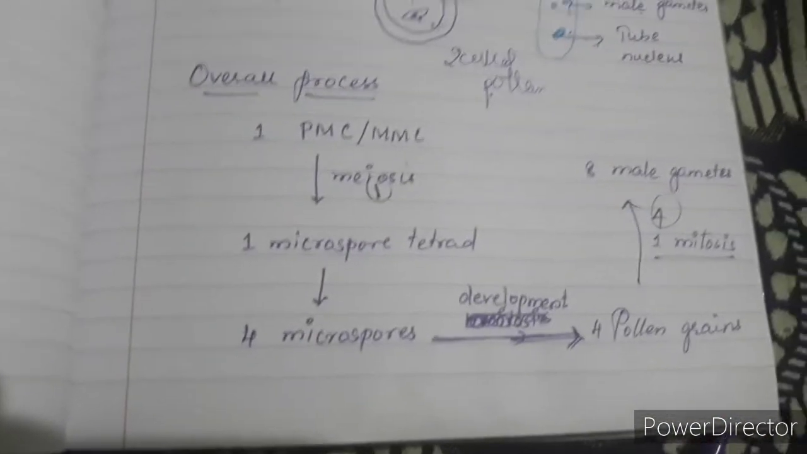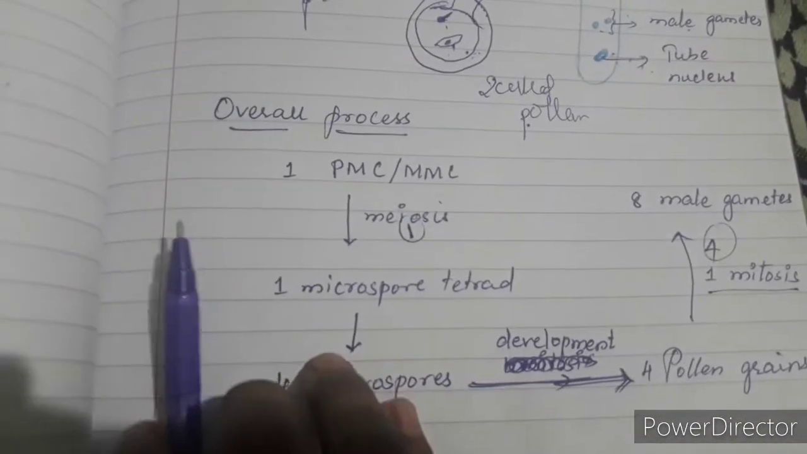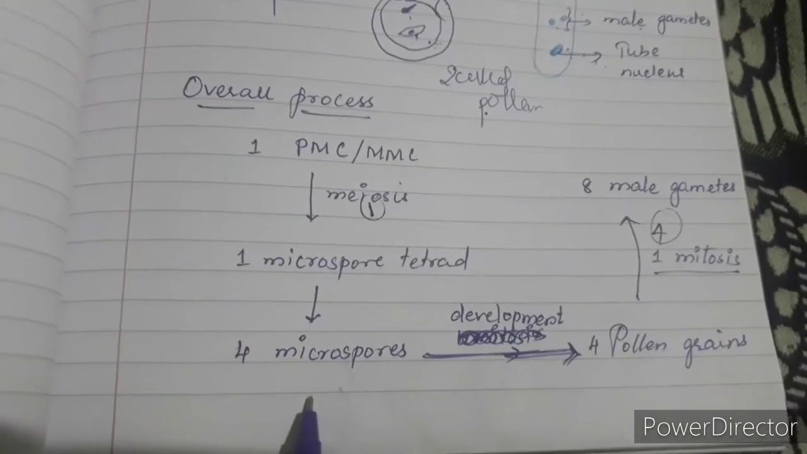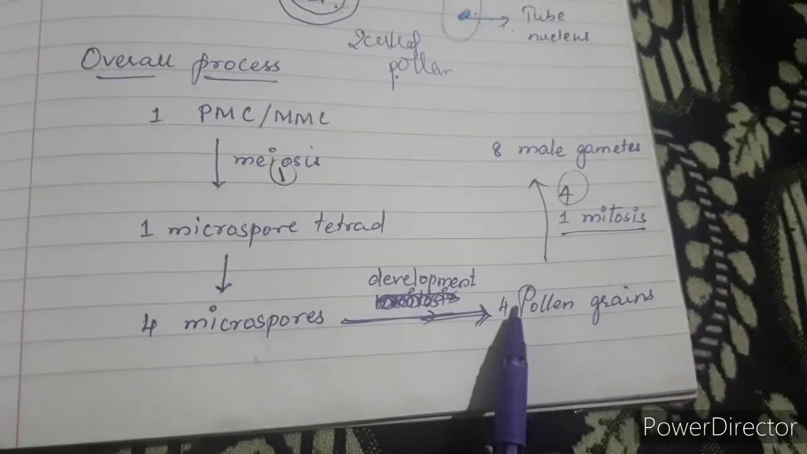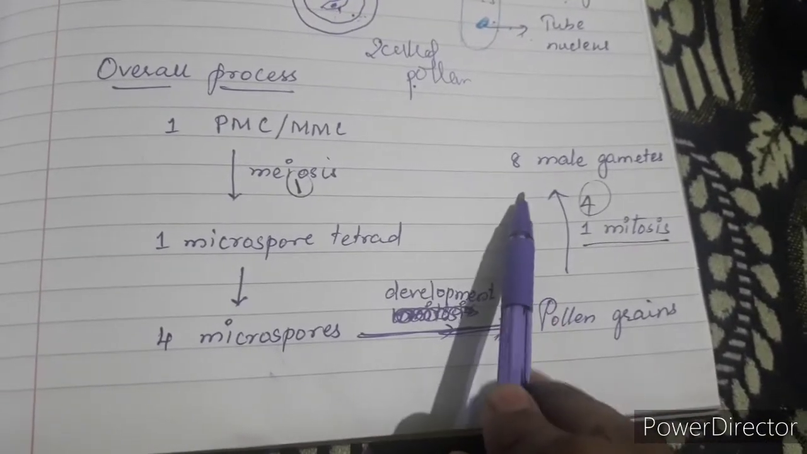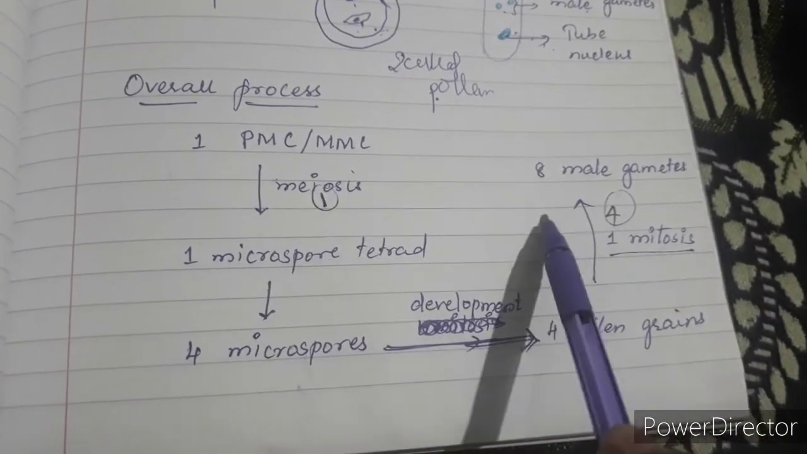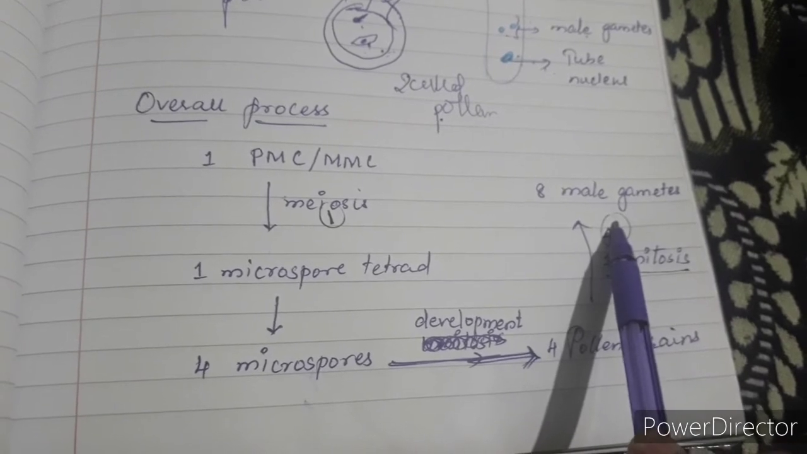So remember the logic very well. What is the logic behind this calculation? This is the overall process which we have already seen. From one pollen mother cell, 1 microspore tetrad we get, and there are 4 microspores developing from that, which develop into 4 pollen grains, which in turn develop into 8 male gametes. So one pollen mother cell gives rise to 8 male gametes. That's the connection we have here.